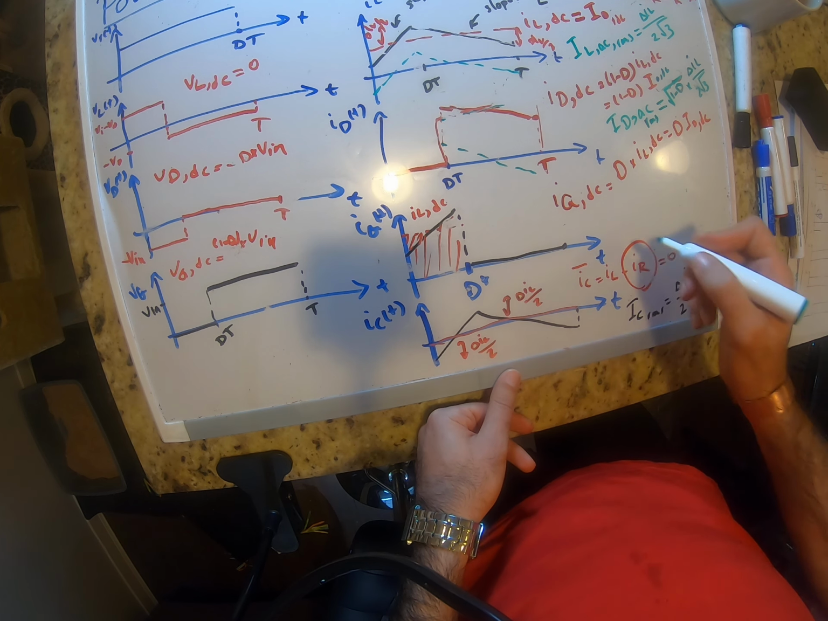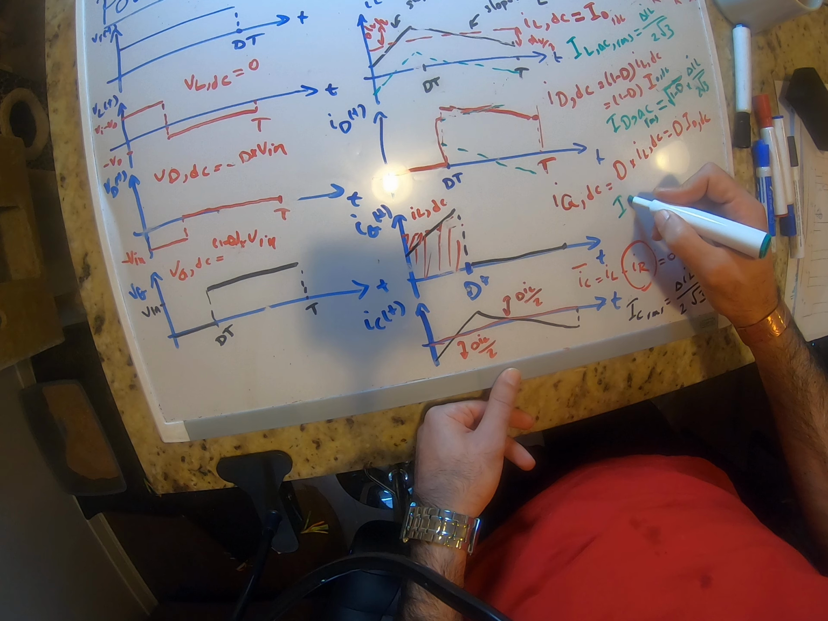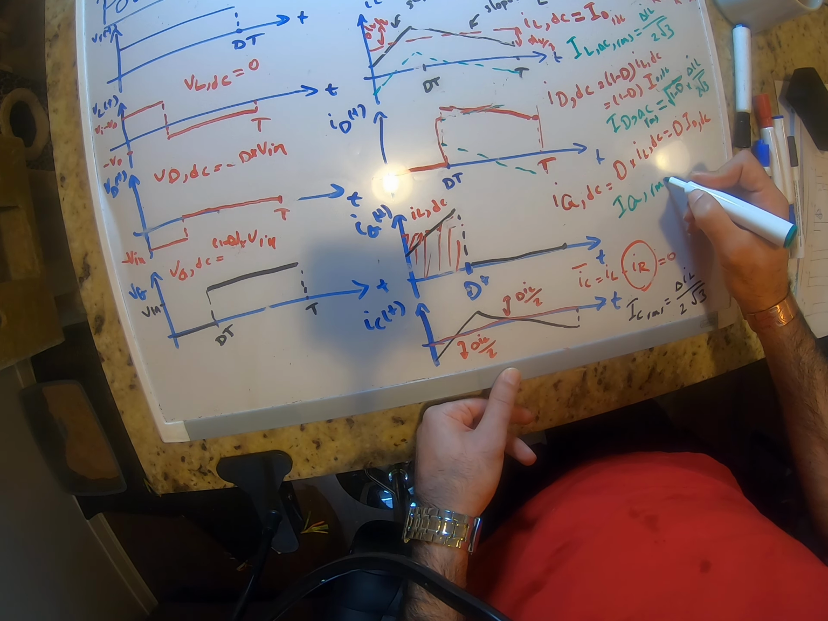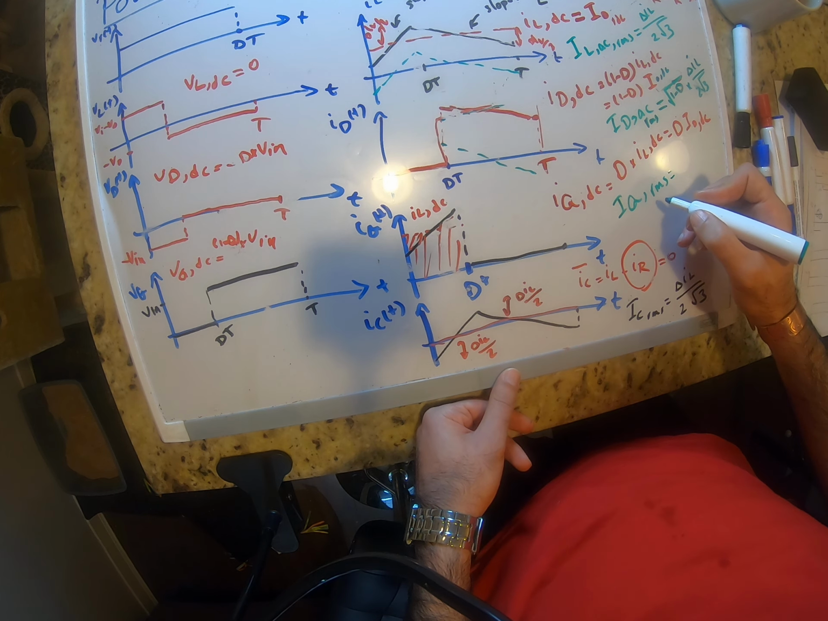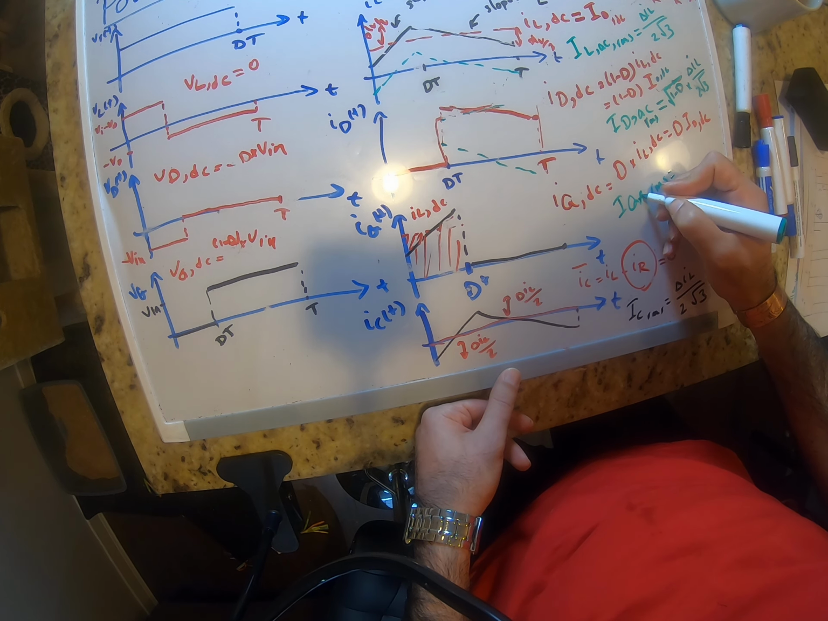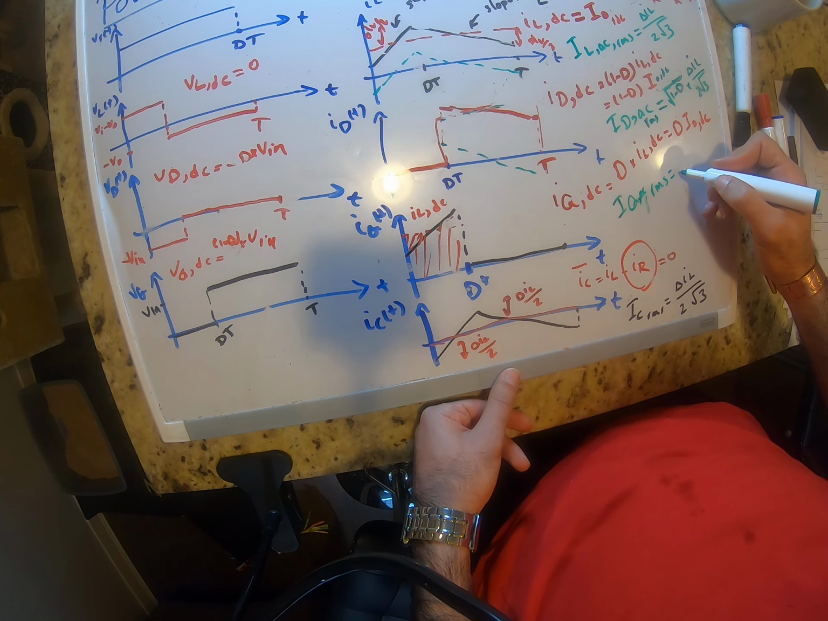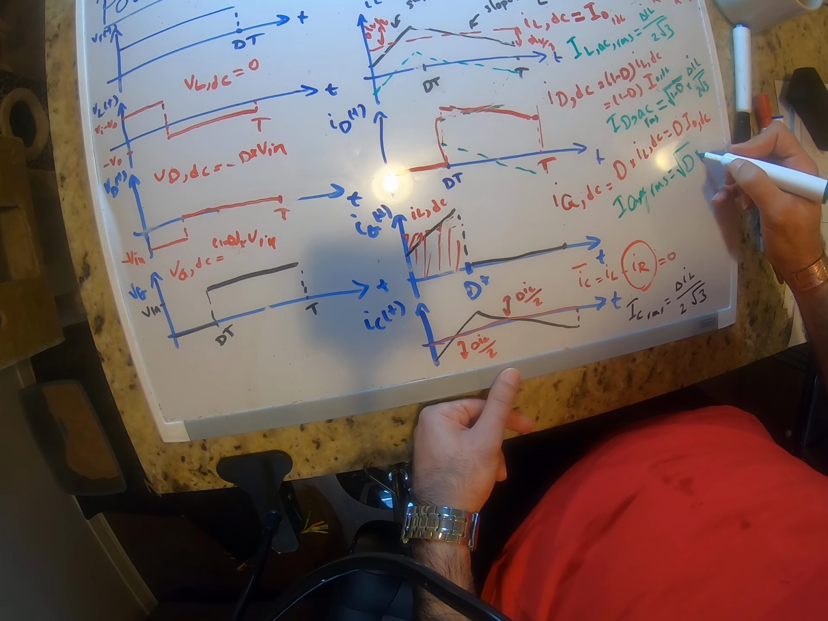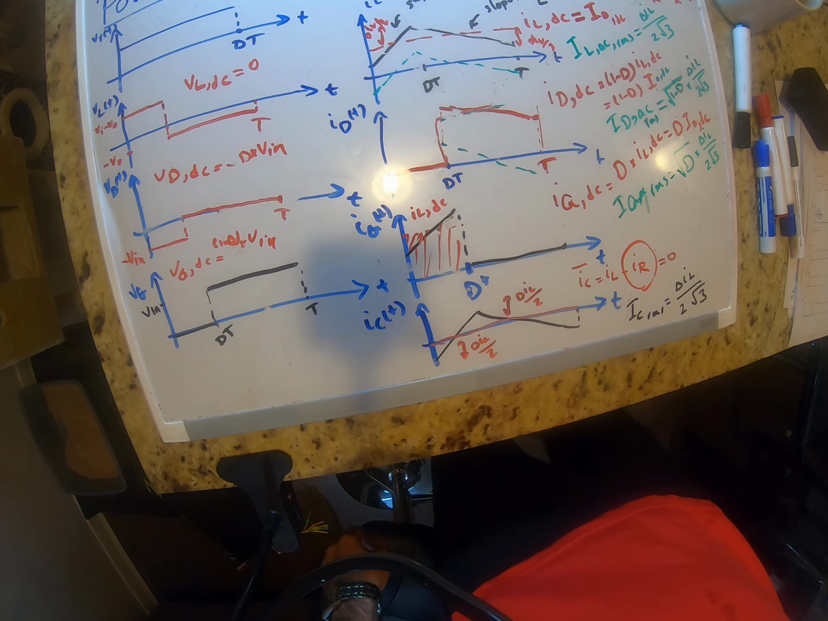Okay, and the same thing here for IQ RMS. This IQ AC RMS is equal to square root of D times delta IL divided by 2 root 3. Okay.